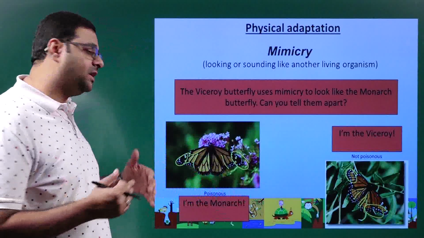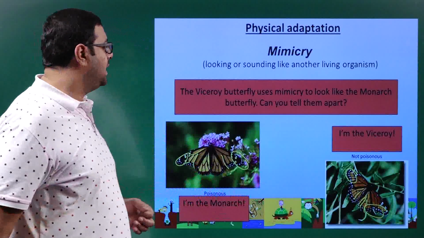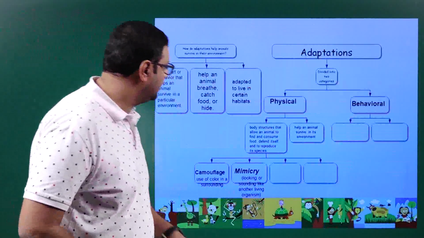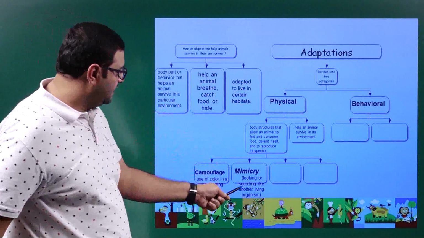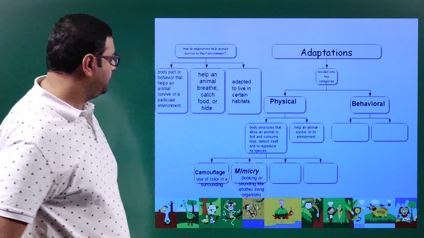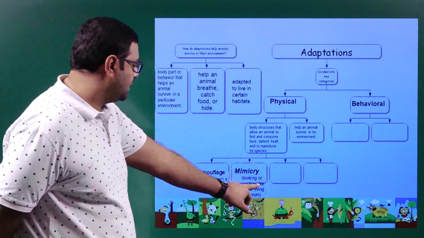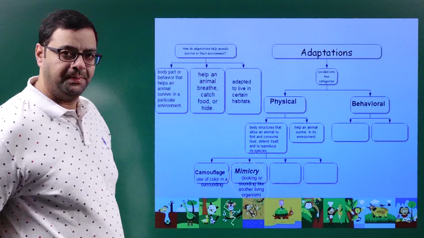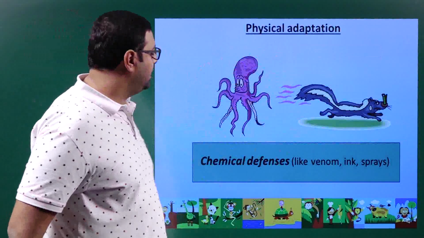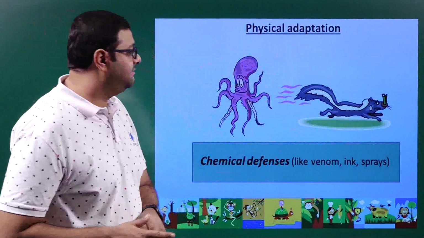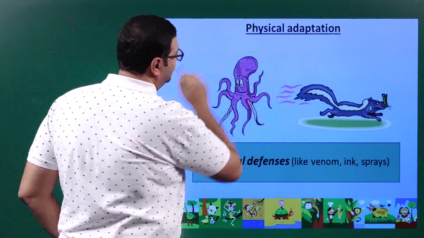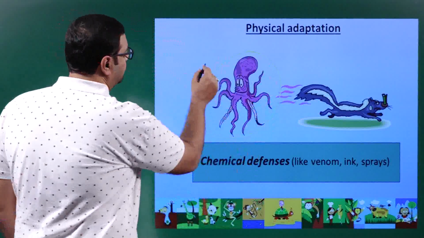Now why are they doing it? For survival, and also to get food. Moving on. So where are we? We are here at mimicry. I have written mimicry here: looking or sounding like another living organism. Now we'll go on to the next one, which is physical adaptation, that is chemical defenses. What you can see here is an octopus.